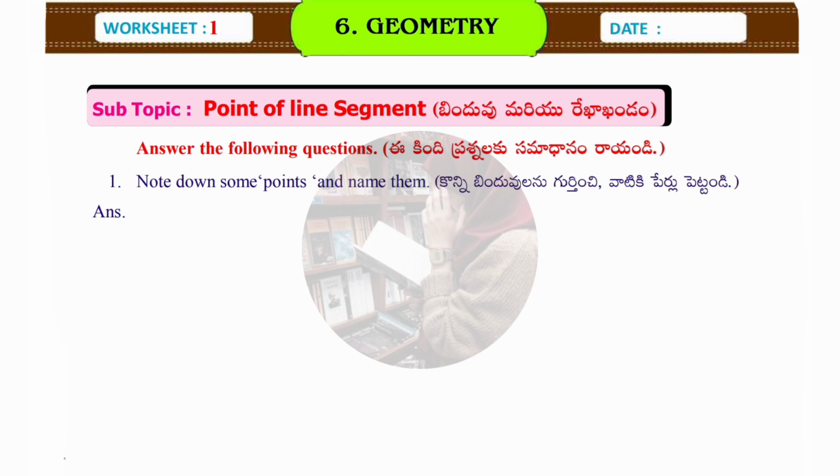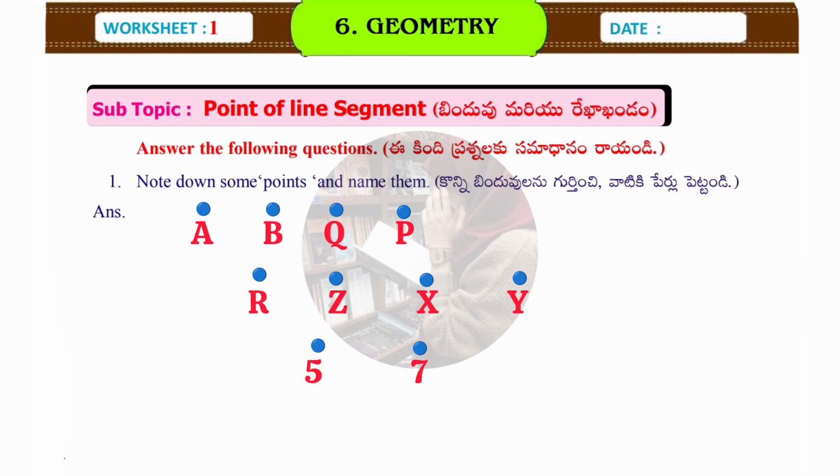So in worksheet number 1, we have the topic point of line segment. In this we have one question. Let's see this. Answer the following questions. First question, note down some points and name them. So guys, what we have to do is mark some points and name each and every point. Okay, let's see. I am marking 10 points and giving the names as A, B, Q, P, R, Z, X, Y, or else you may also give numbers like 5, 7. Actually, it's better to give alphabets, okay, it looks nice. Okay guys, this is the first answer.